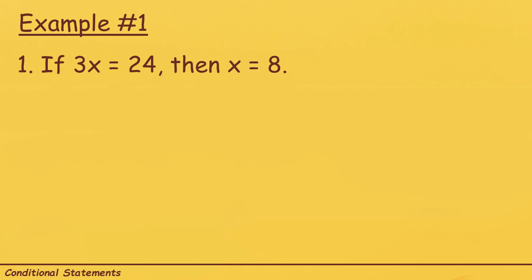Ayan, if 3x is equal to 24, then x is equal to 8. So kung ang x natin ay 8, pwede natin tong isipin na kapag isinubstitute natin si 8 sa value ng x, magiging 3 times 8. Ang 3 times 8 ay 24. At ang 24 ay equal sa 24. So therefore, this statement or this conditional statement is true.